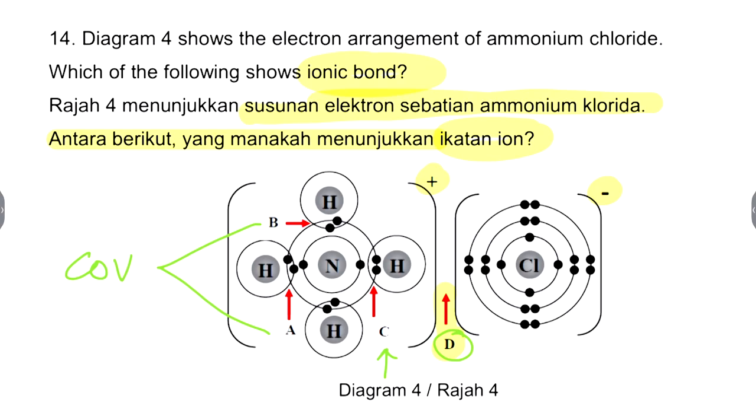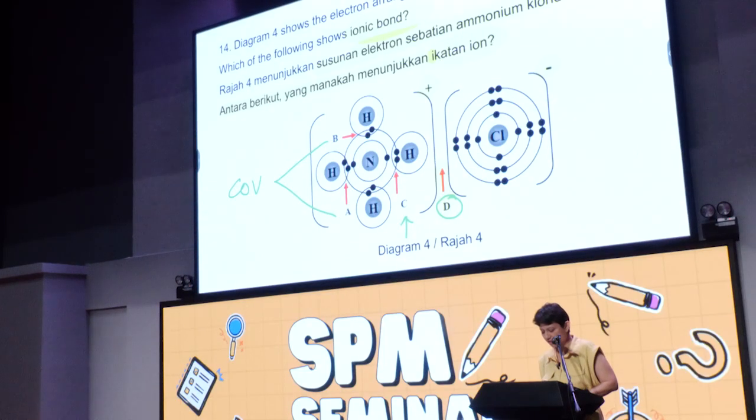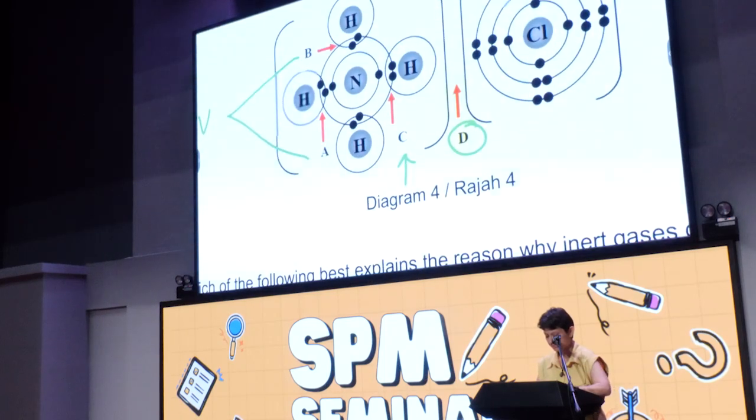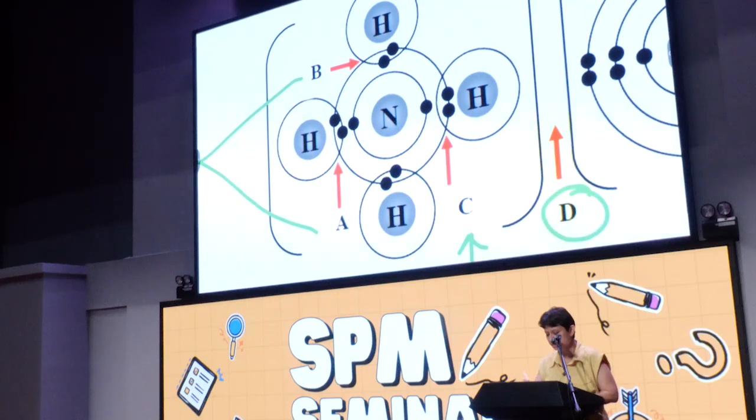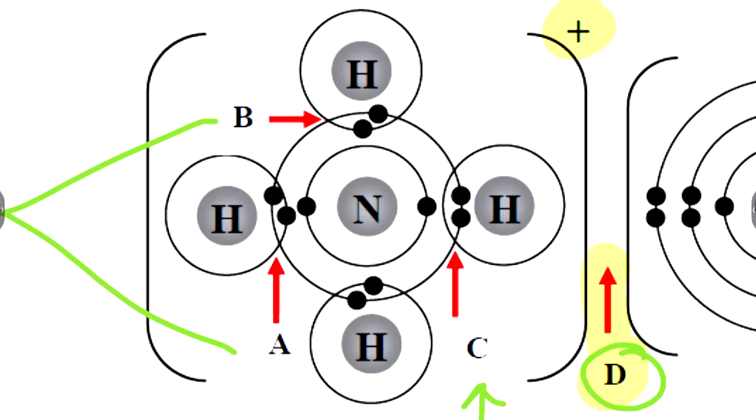Cikgu, how do you know the difference, A and B is covalent, C is datif? Can see or not? Wait, I show you. I make it bigger. This one is covalent because one electron is from hydrogen, one electron is from nitrogen. Can you see that? This one is kongsi.